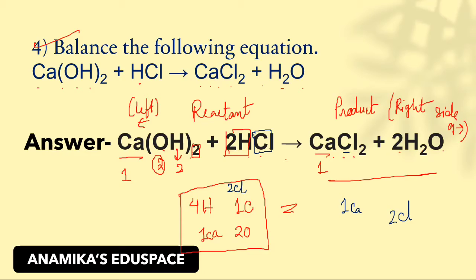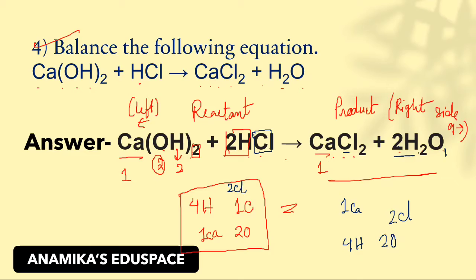And how many hydrogen are there? 2 into 2 will be 4 hydrogen. And how many oxygen are there? 2 into 1. When no number is there, that means 1. So 2 into 1 equals 2 oxygen. Okay. So 2 oxygen are there. Clear, students?